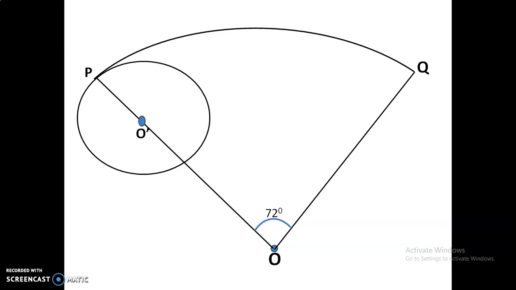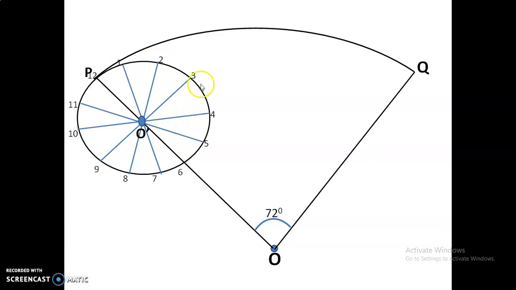Divide this rolling circle into 12 equal parts. Already we know how to divide a circle into 12 equal parts. Give the names to these points 1, 2, 3 in the clockwise direction. 1, 2, 3, 4 and so on up to 12.